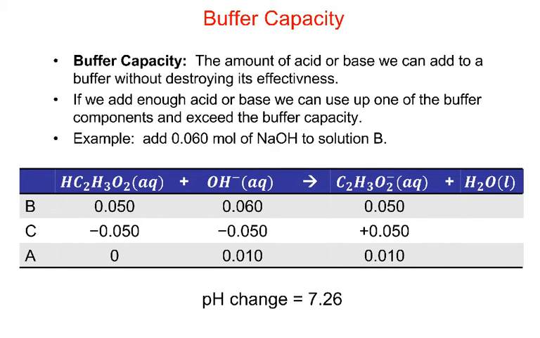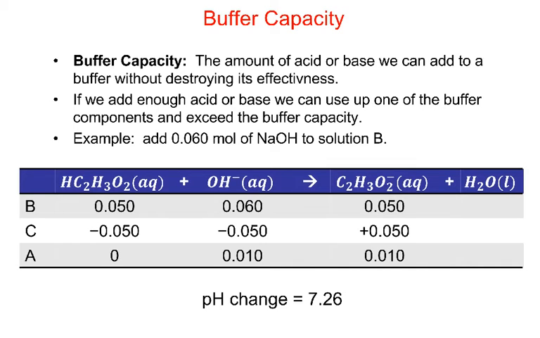So a related concept is that of buffer capacity. We know that buffers work by having both a weak acid and its conjugate base present. And so the addition of any strong acid or strong base is going to react with a buffer component. If I add strong acid, it's going to react with the weak base component of the buffer. If I add strong base, it's going to react with the weak acid component of the buffer. And so these buffer components react with the acid or base that we're adding. But we only have a finite amount of them.